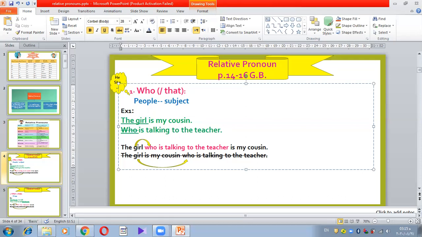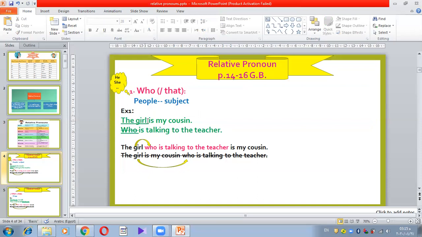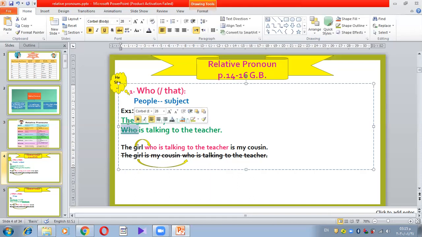Okay. How can I make both of these sentences into one? We have a rule, guys. What's this rule? Can I say the girl is my cousin and then put who is talking to the teacher? Can I make it like number 2, the girl is my cousin who is talking to the teacher? In English, we don't use it like this. Why? Because if you remember, who here refers to what? To the girl. It's instead of the words the girl. So we should put who after the girl.